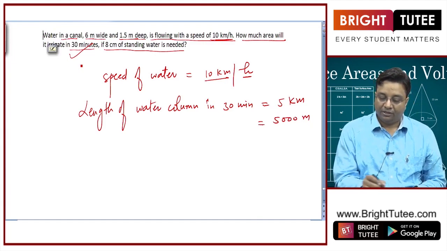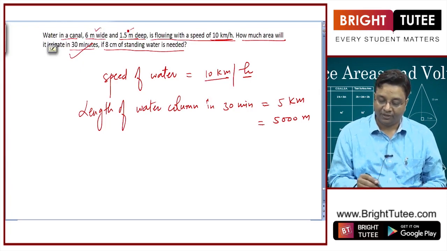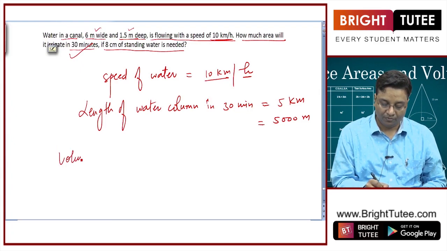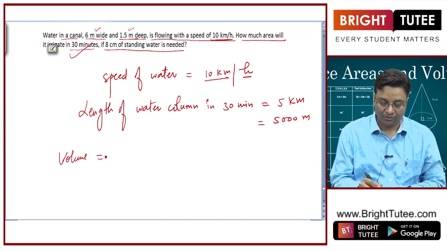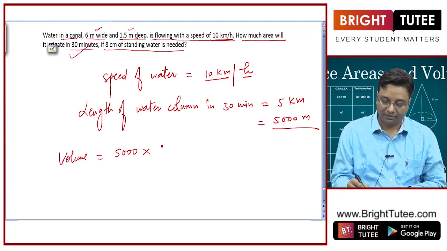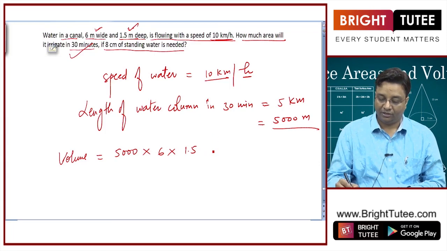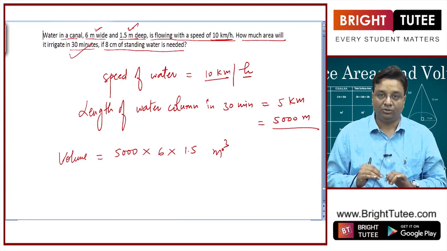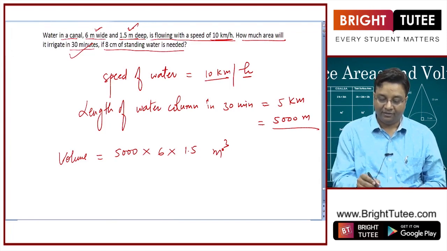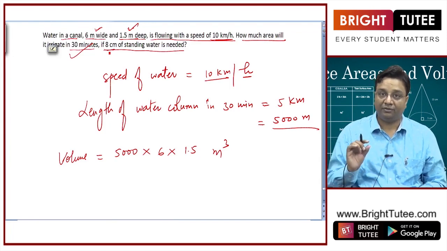Okay. So I have got the length of the water column, width is already given, depth is given. So the volume that flows out in 30 minutes is equal to this length into this width into the depth 1.5. So this volume of water is flown out in 30 minutes, and it is to be used to irrigate a land which needs 8 centimeter of standing water at least, and we need to find area of that land.